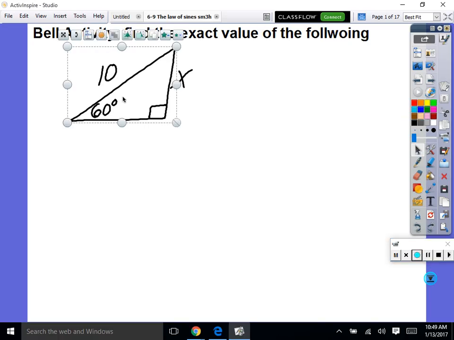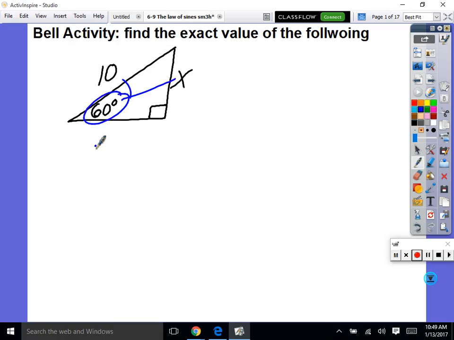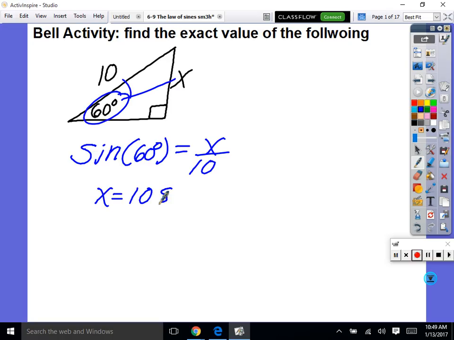So we have our opposite and hypotenuse. So you set up the trig ratio: sine of 60 degrees equals opposite over hypotenuse. So x will be 10 sine of 60. Now we're getting these memorized, hopefully. That's one of the special right triangles, or on the unit circle, in other words, right?